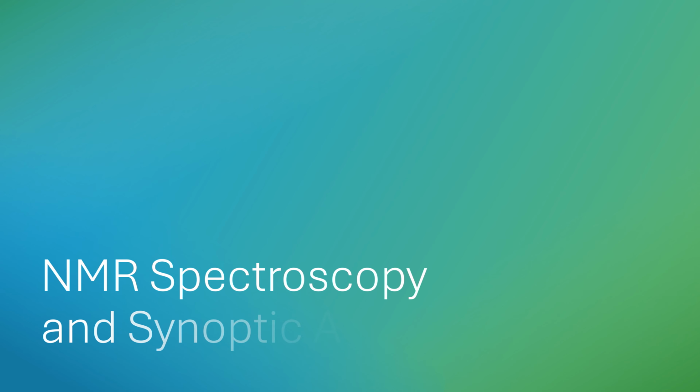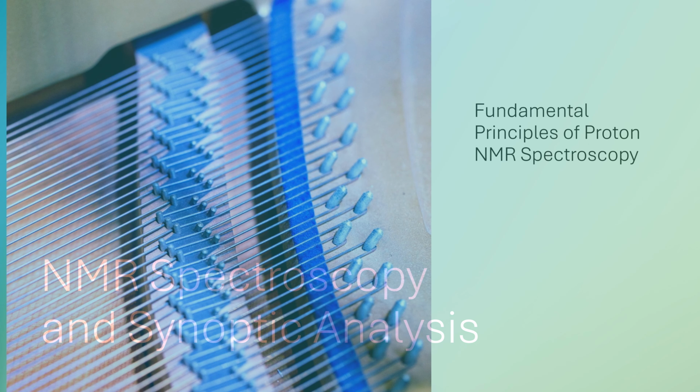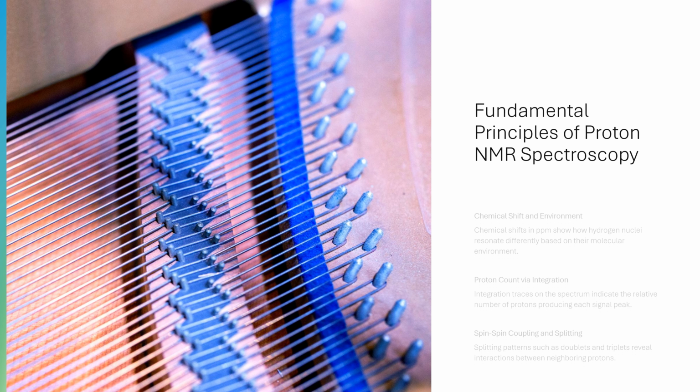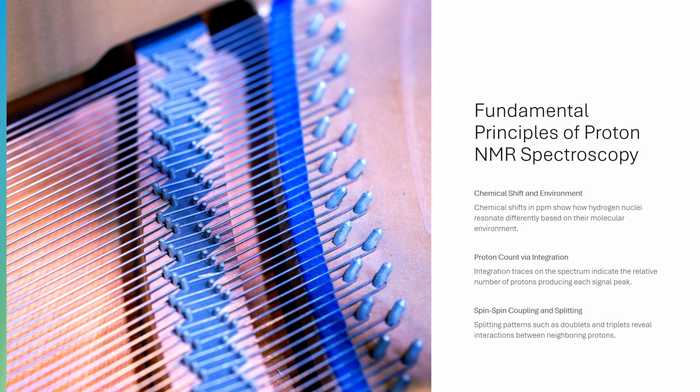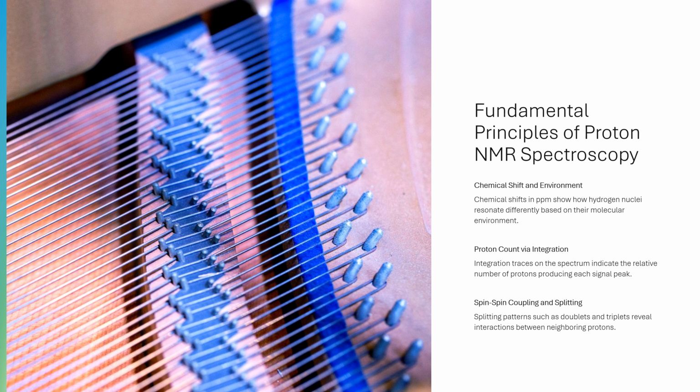Fundamental principles of proton NMR spectroscopy, interpreting chemical shift, integration, and splitting, combining analytical techniques in synoptic questions, summary, common pitfalls, and exam preparation strategies. Proton nuclear magnetic resonance, ¹H NMR, spectroscopy is one of the most detailed analytical techniques in organic analysis and provides information about the number and chemical environment of hydrogen atoms within a molecule.